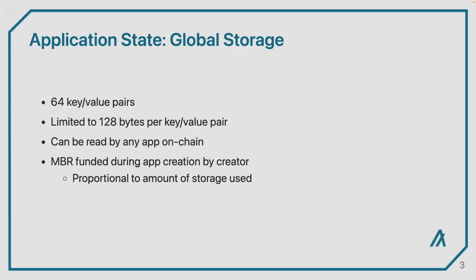And the MBR for the global storage is funded during the app creation by the person that created the app. So when you create an app that uses global storage, your MBR will increase proportional to the amount of global storage used. And that's a key thing to know about global storage: when you create an app, you have to define how much storage is used at creation. You can't dynamically add storage as you go.